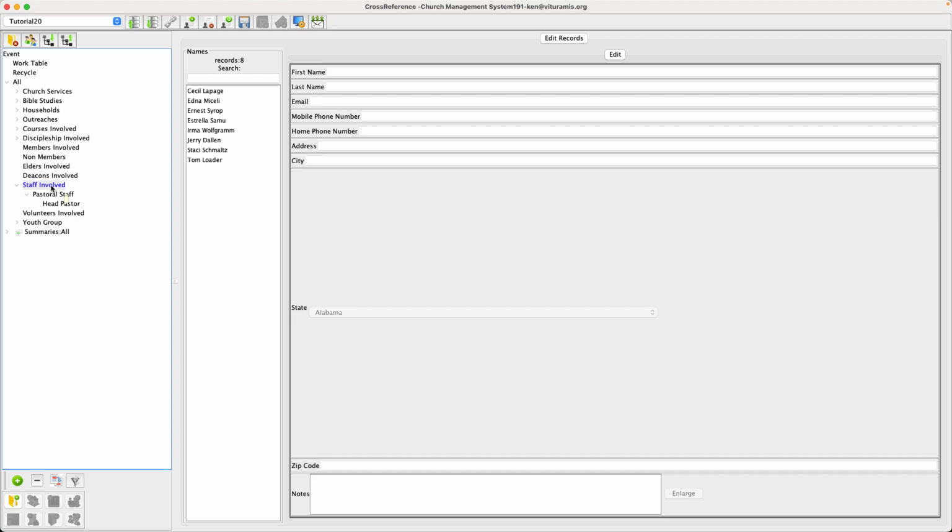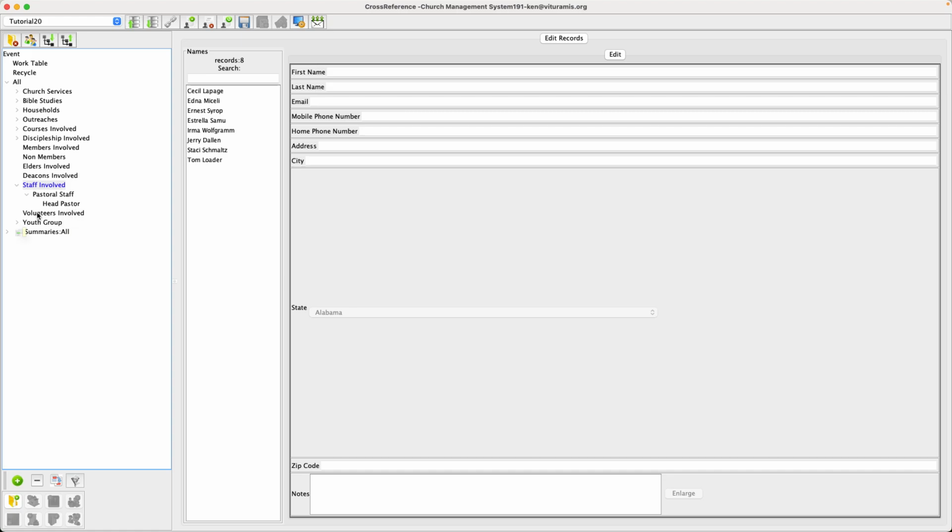Whereas if you dragged his name to staff involved, you wouldn't know if he was pastoral staff or head pastor based on the system. And this is important because if somebody was doing a query that included, say, the head pastor but not the other pastoral staff, his name would not show up. So it is important and good best practices to avoid confusion to put them in the most specific group possible.